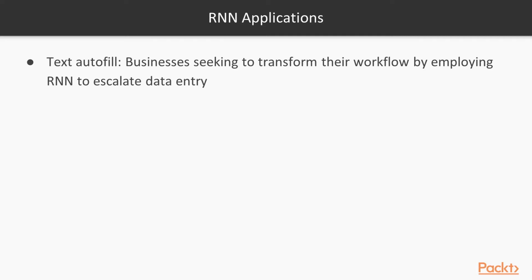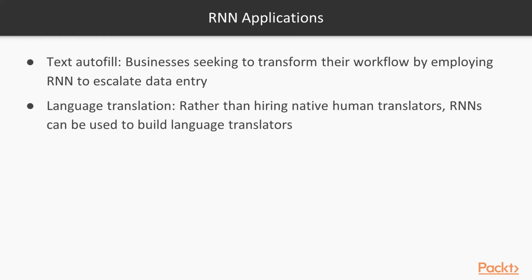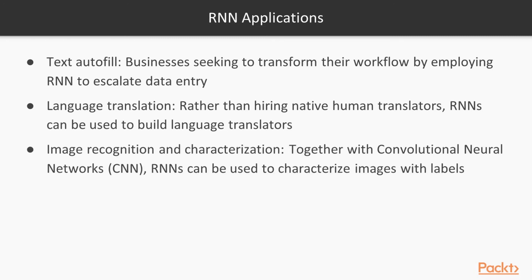The first one is text autofill. Businesses seeking to transform their workflow are employing RNNs to escalate data entry. Language translation. Rather than hiring a native human translator, RNNs can be used to build language translators. Image recognition and categorization. Together with convolutional neural networks, CNNs, RNNs can be used to categorize images with labels.